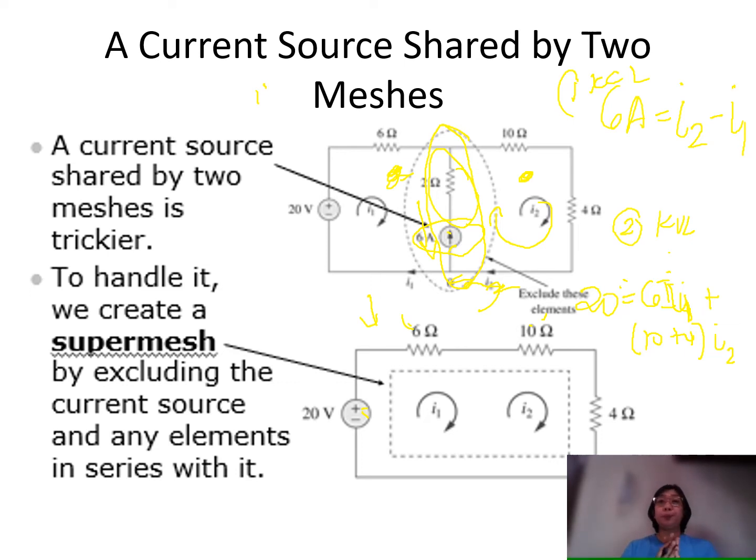Again, I'll repeat: we only have KCL once we have a super mesh. If we don't have a super mesh, all of the equations that we're going to write are in the form of KVL.